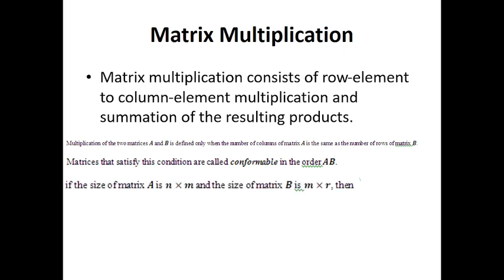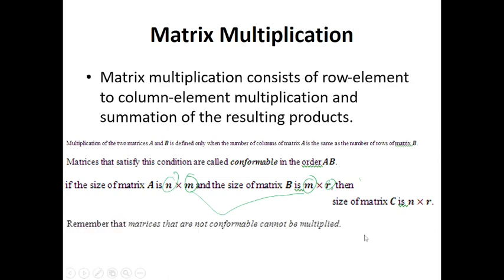If the size of matrix A is n by m and the size of matrix B is m by r, then the size of matrix C is n by r. Kapag pareho yan, n by r yung size ng bagong matrix. Remember that matrices that are not conformable cannot be multiplied.